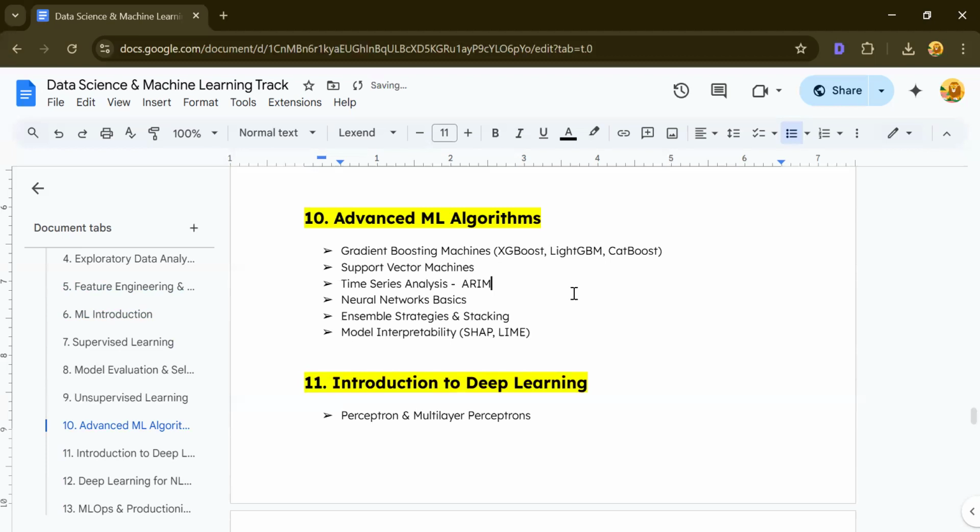Here we have ARIMA, exponential smoothing. Okay, let's keep it this way. Yeah, we will try to cover that as well.